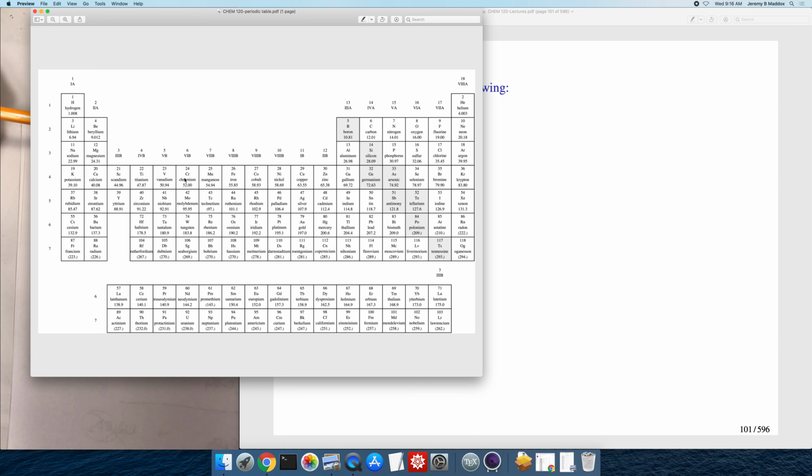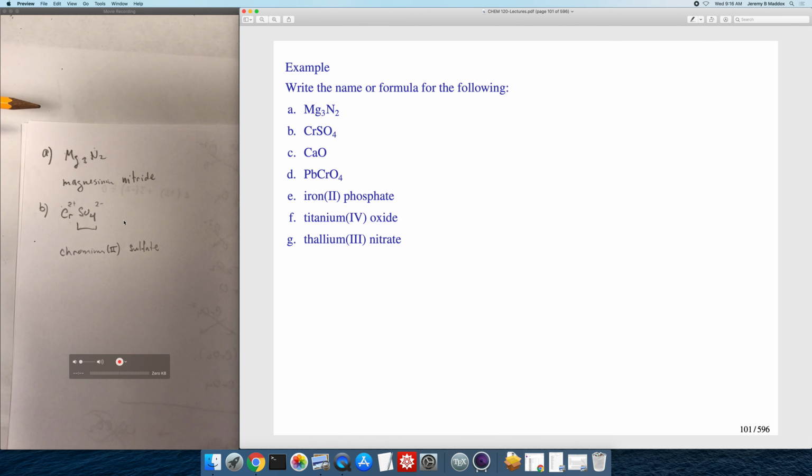However, chromium is a transition metal, and chromium can have all kinds of different charge states. +2 in this case, there's a +3 and a +6, and so you need to distinguish which chromium cation you're talking about, and we do that using these Roman numerals. So when the ion can have a variable charge, you need to use the Roman numerals. But when the ion has a unique charge, you don't use them.